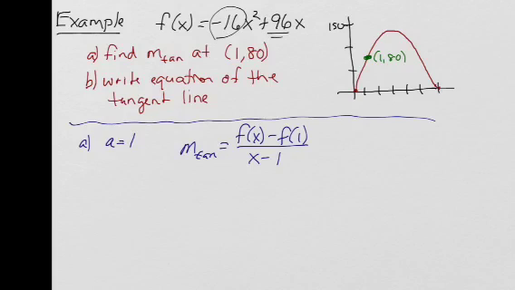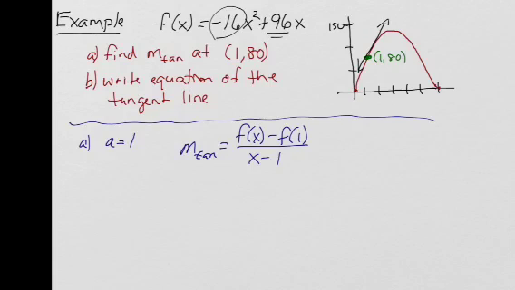So essentially what we're looking for is the equation of the tangent line that goes right past that point right there. All right, so there's our point, (1, 80). And we're going to write the equation of the tangent line. That's our second part. So in part A, finding the slope, we have our a number being 1.